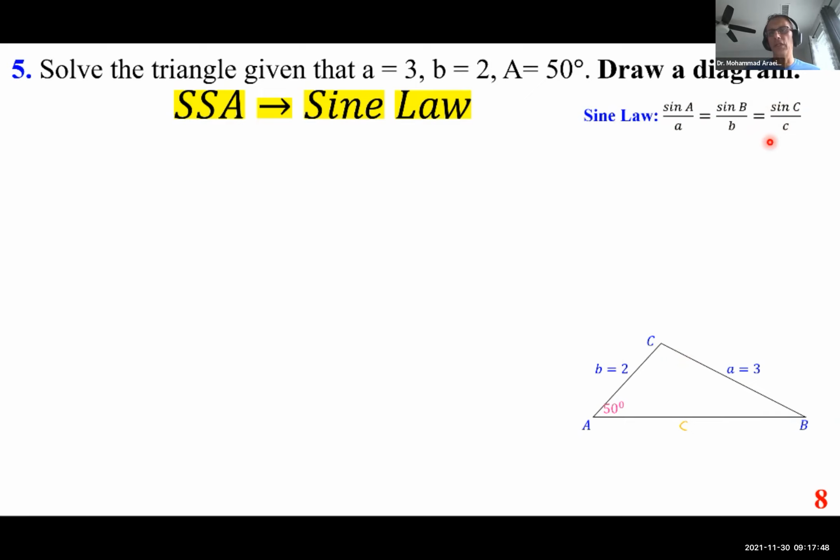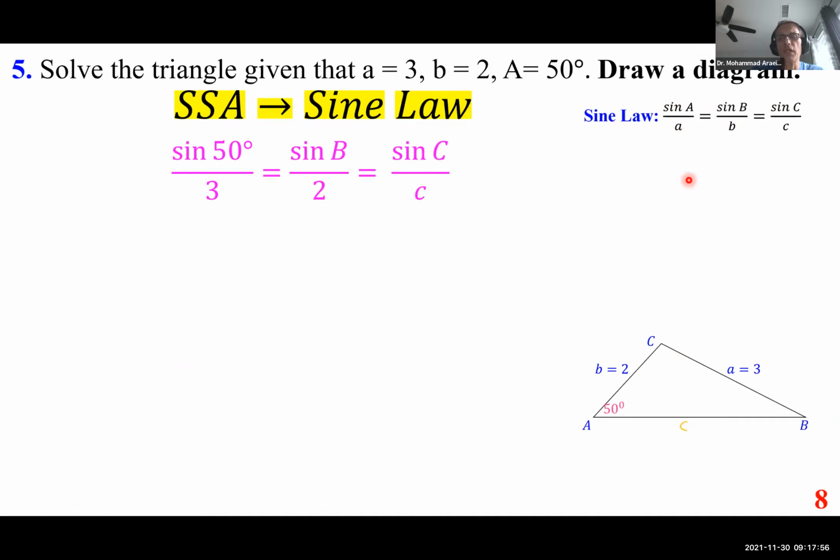Let's write the whole thing. Look at this one and plug in whatever you have. So sine A over lowercase a, so sine 50 degrees over 3. Sine B over lowercase b, which is 2, and sine C over lowercase c, 2. Both of them are missing.